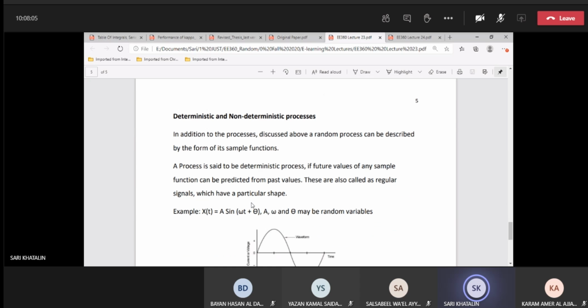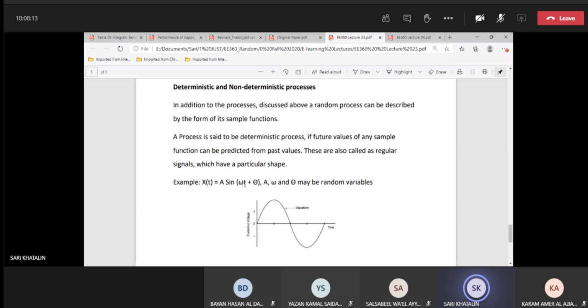And then we have what we call deterministic and non-deterministic processes. Okay, what does that mean? The deterministic process is when you have a function and the current behavior of the function, you can use this behavior or this information to predict the behavior of the future of the function.